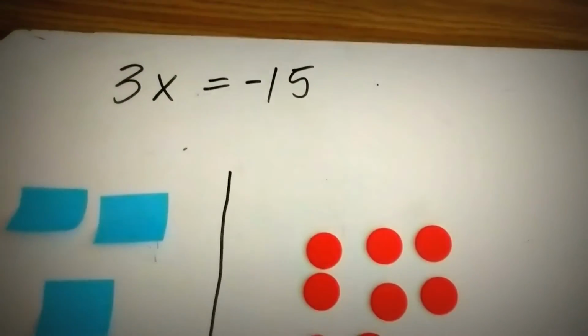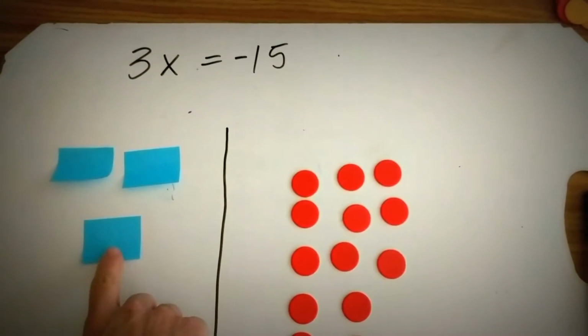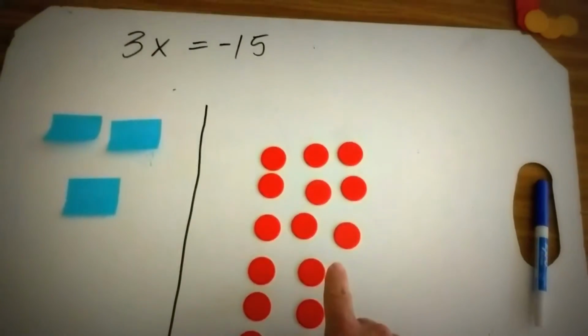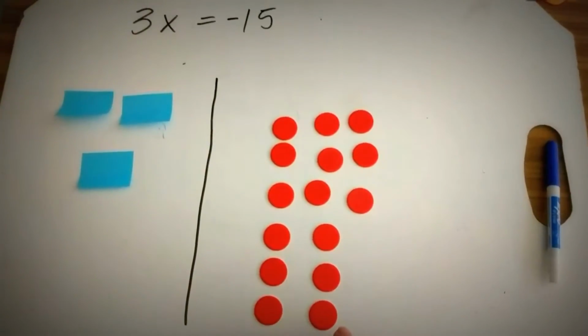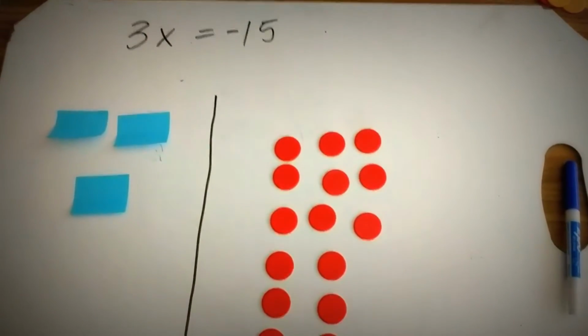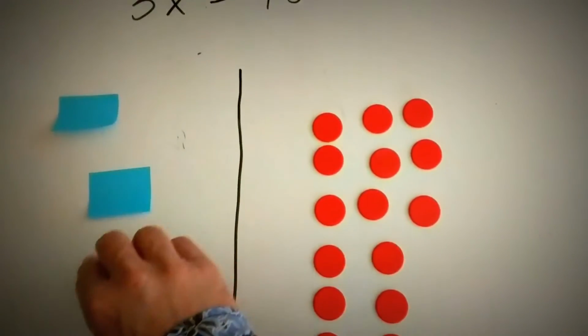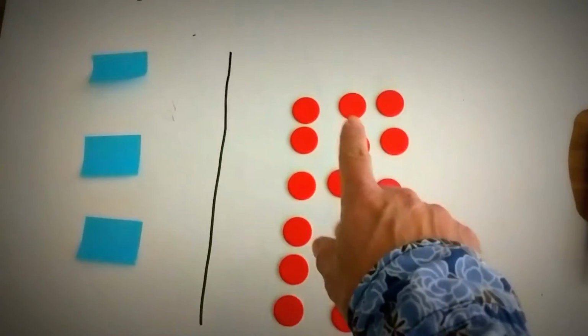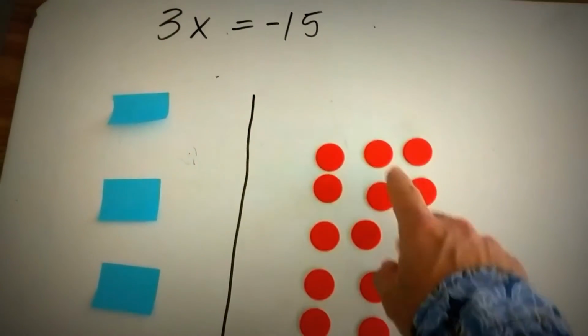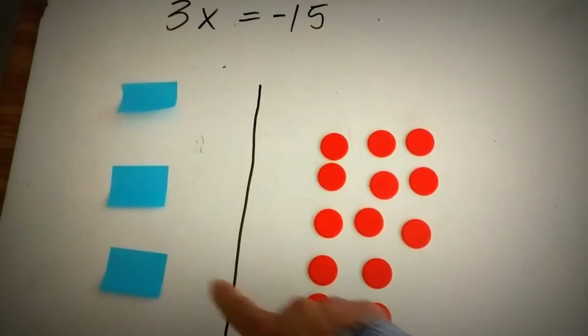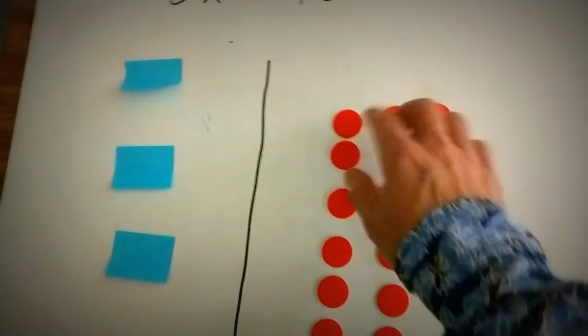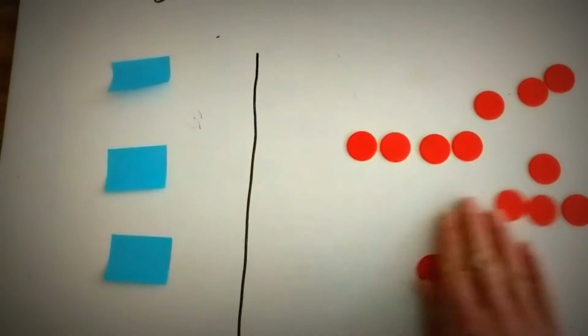So let's take a look at our first example. We have 3x equals negative 15. The post-its are going to represent the x, and I have 15 counters here on the negative side to represent that negative 15. This is a lot like sorting cards. So what I want to do is organize my x's and then sort my constants so I have an even set of constants with my x's.